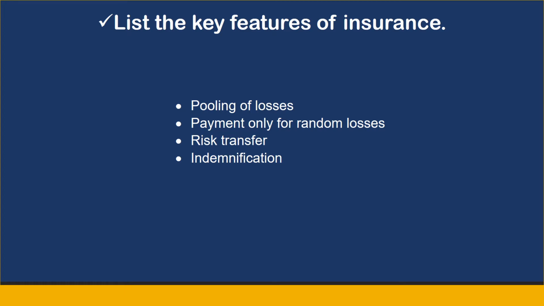A random loss is just that, a loss that occurs at random, and not one that is forecasted or predicted. Risk transfer simply refers to the insurance company taking on the risks of the individual. Indemnification refers to payment by the insurance company to the provider on behalf of the insured individual.